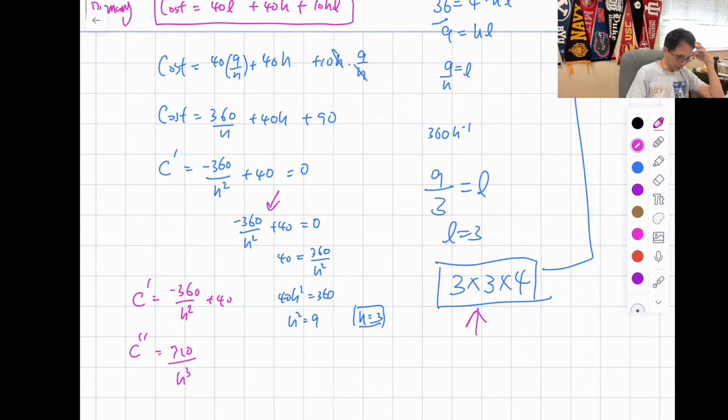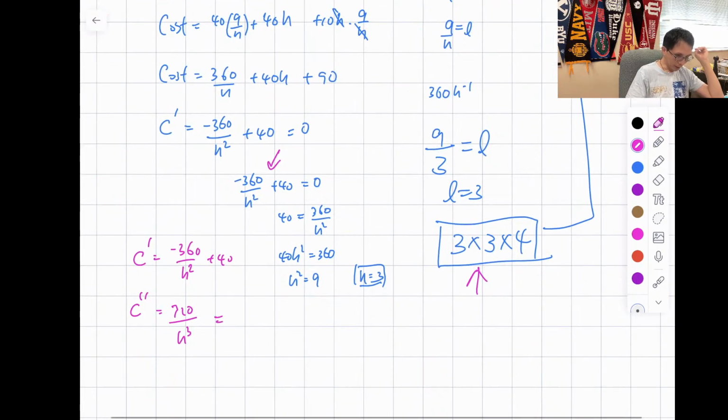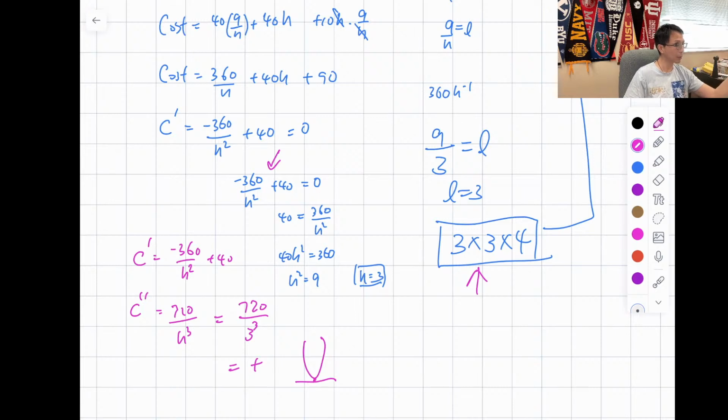H to the third. No, it's positive, right? Yeah. So if you plug in 3, what will happen? If I plug in 3 to the cube, it's positive. It's positive, it's concave up, so it's a minimum cost. Does that make sense? And that's how you verify something.